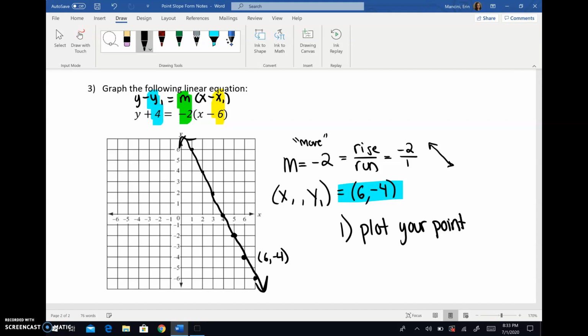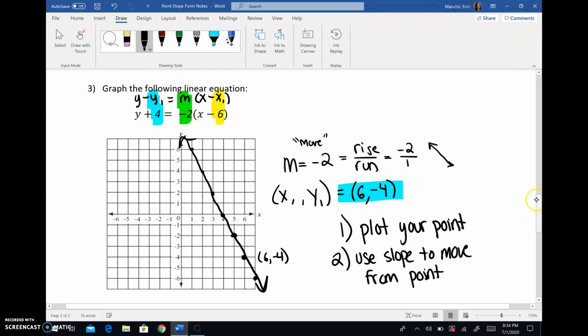Whatever point you're given. It could be any point on the graph. It doesn't have to be on an axis. It could be here that you start. It could be here. It could be here. Then you're going to use your slope to move from there. So just slightly different than slope-intercept form. You're moving from a random point rather than moving from an axis. Otherwise, it's not too different.